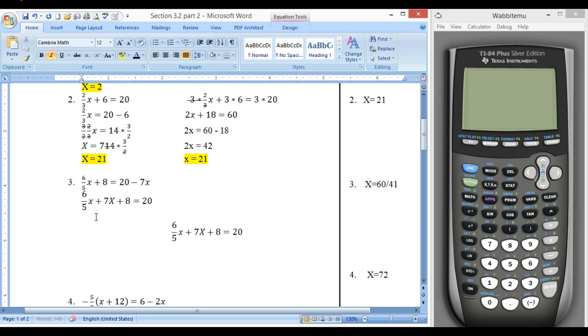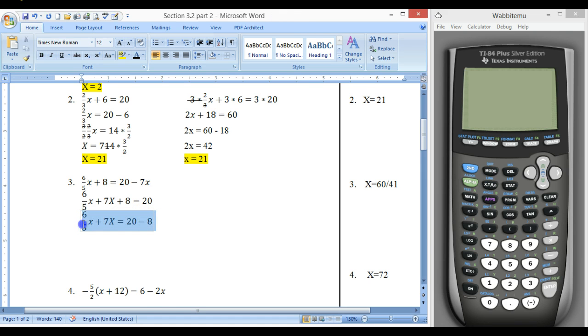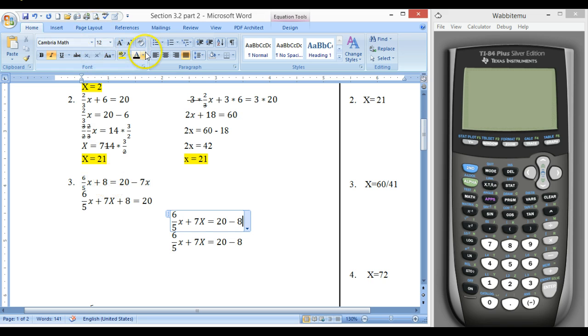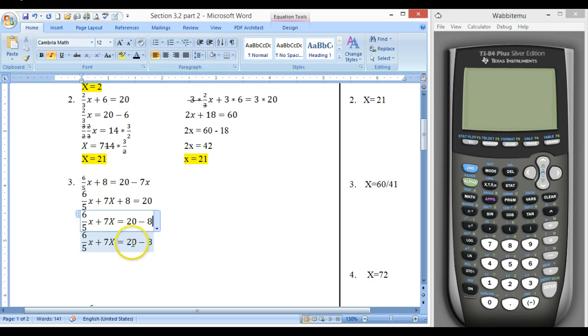So I'm going to take that 8 over, so it becomes a -8, or subtract 8. And don't worry about this side yet. Let's just combine these. So 20 minus 8 gives me 12. Get those over. This becomes 12. There we go.